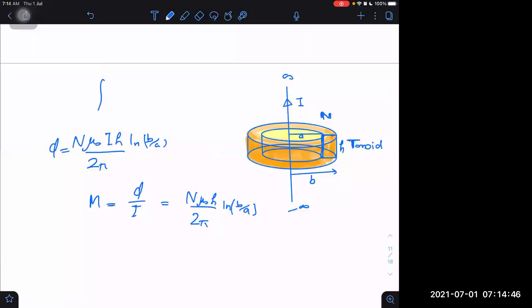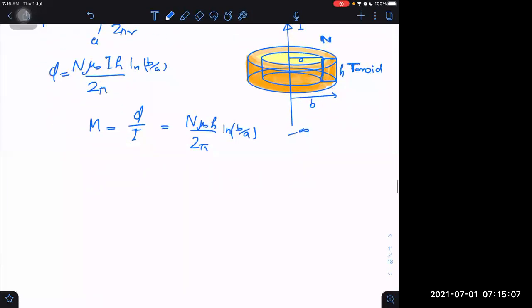So let me write it here. Mu naught into I divided by 2 pi r into h into dr, limits a to b, and total flux will be n times that. Okay. Right.